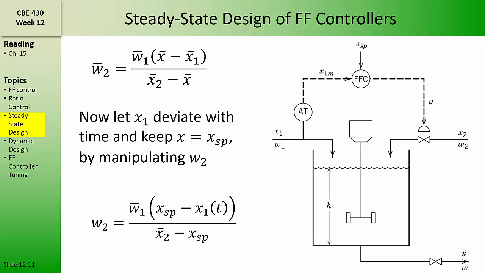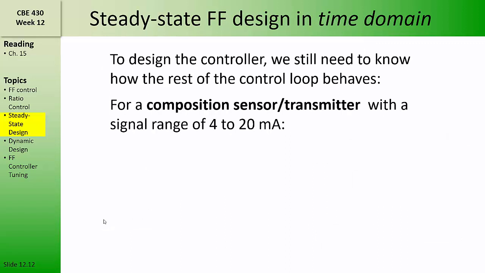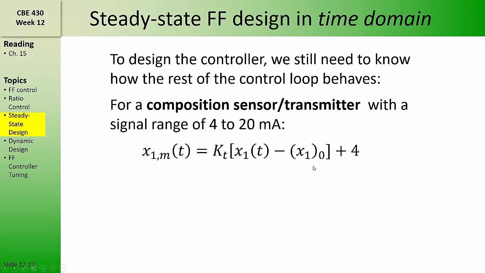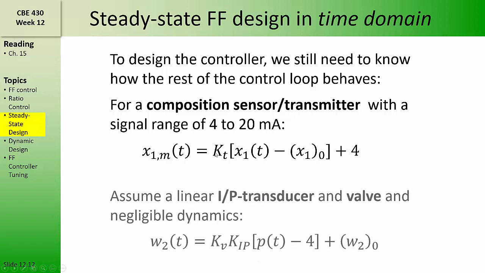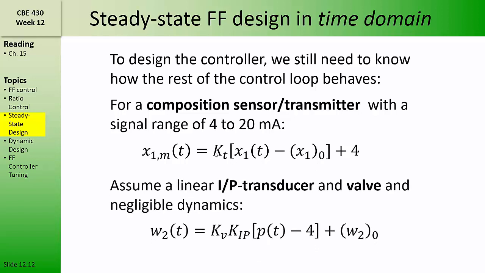Now to design the controller, we still need to know how the rest of the control loop behaves. This only tells us what W2 should be. Let's suppose we have a composition sensor transmitter with a signal range of 4 to 20 milliamps and some minimum measurable value X10 and a gain for the sensor transmitter KT. Let's assume further that we have a linear current to pressure transducer and a valve that has negligible dynamics.